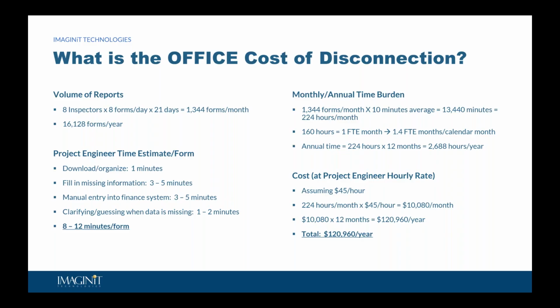That's going to equal about 224 hours every month just spent processing paperwork. To put that into perspective, 160 hours is a full-time employee month. So this one process alone is consuming the equivalent of 1.4 full-time months of effort every single month, just for form analysis. Now I'm going to apply a reasonable cost. I'll say a project engineer's average rate is maybe $45 an hour, and again, I'm just using nationwide averages. That's going to come out to more than $10,000 a month, or almost $121,000 a year, just for manual review and re-entry of field forms into their financial system.